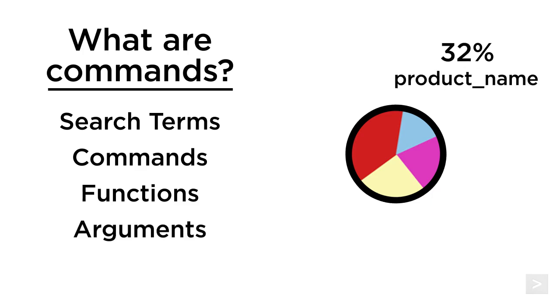Arguments are the variables that we want to apply to the function. And clauses explain how we want results grouped or defined. Let's look at how these are put together into a search. We will talk about the specific components in a little bit, so don't worry if you don't understand what they are doing quite yet.